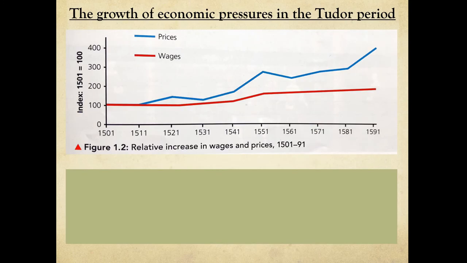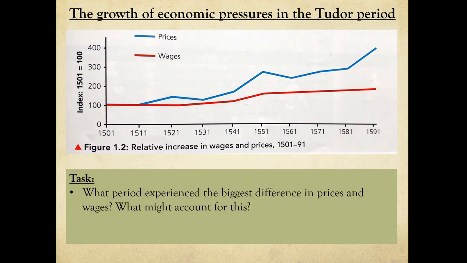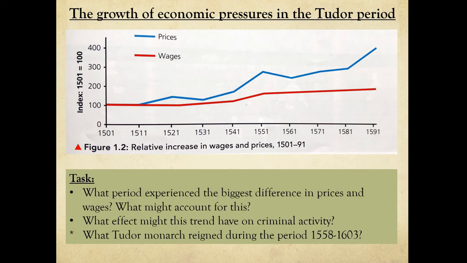So there are economic pressures in the Tudor period. You can see from the graph that different periods of time actually experience different types of hardship. One thing that is abundantly clear is that the prices of things were going up while wages weren't really going up that much. So what I want you to do is analyse this graph and think about what period of the Tudor period experienced the biggest difference in prices and wages. Why do you think this was? What effect might this trend have had on criminal activity, do you think?